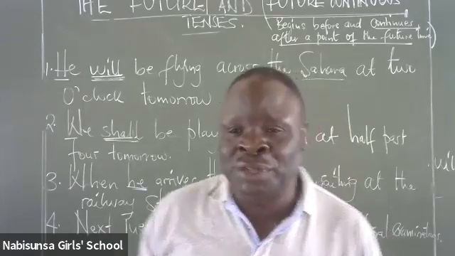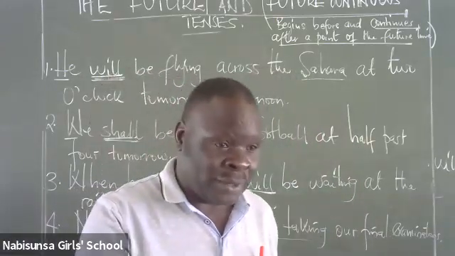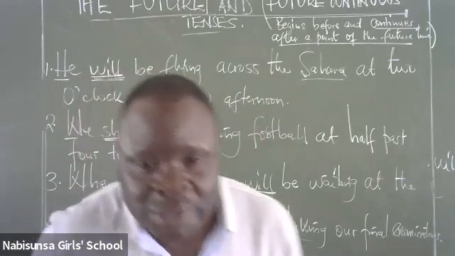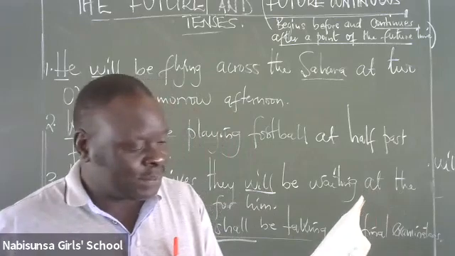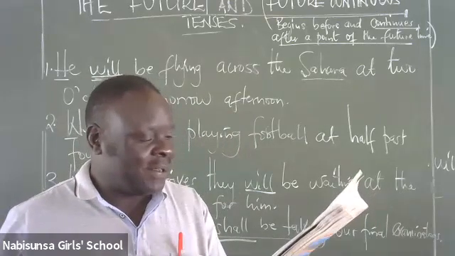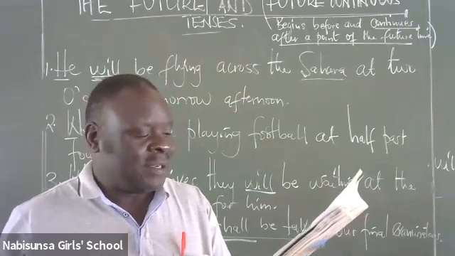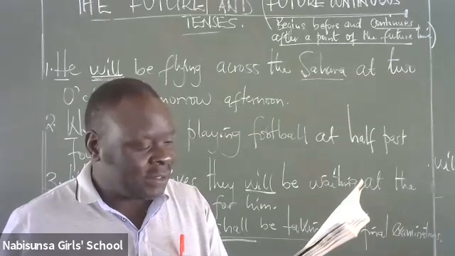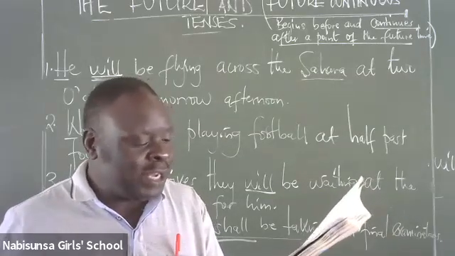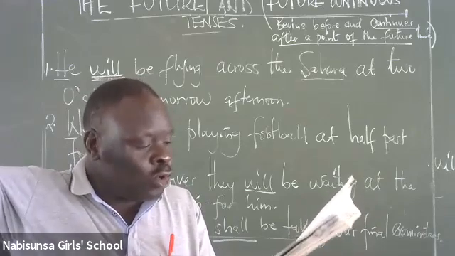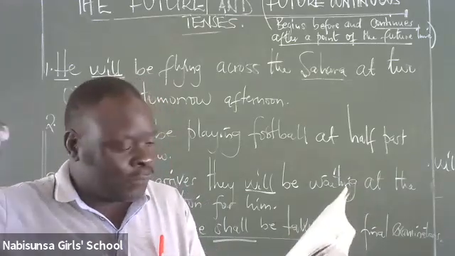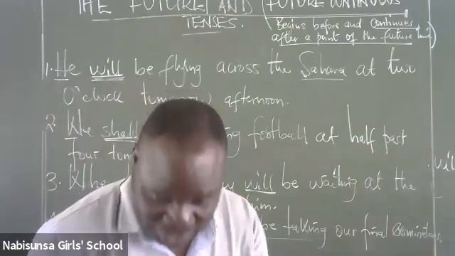We are going to continue with, are you following? Good. We are now continuing with more examples. And they are saying here, the future continuous can also be used to indicate that an activity or state will be going on over a period of future time. Let me write that one.